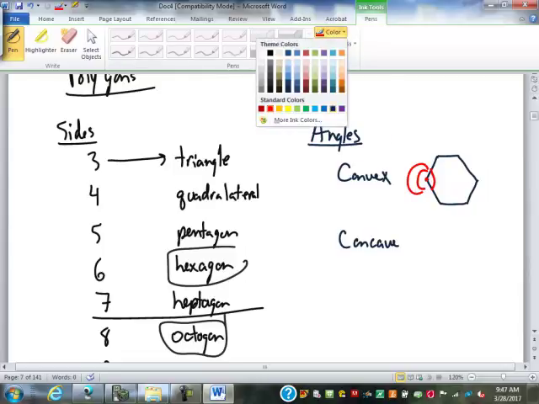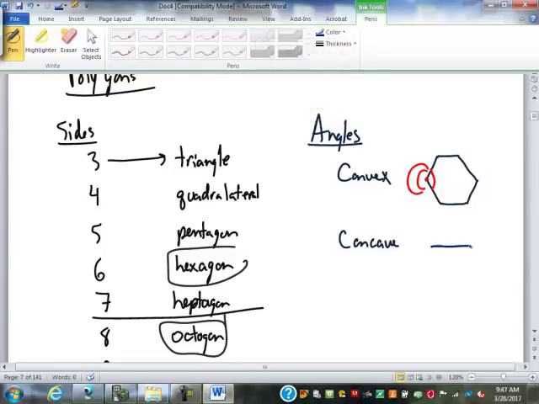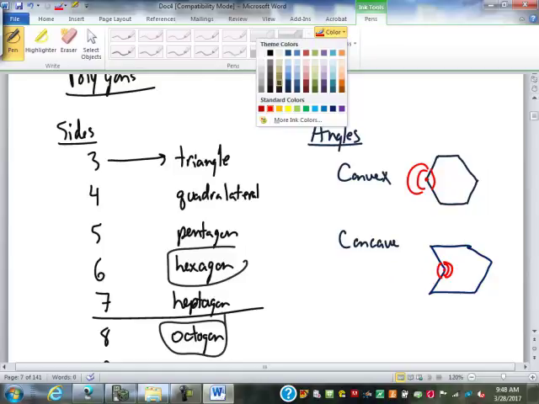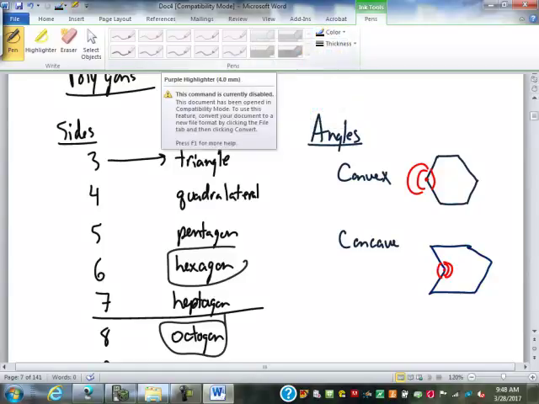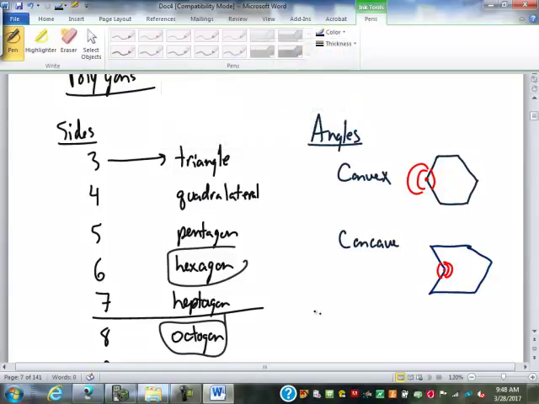A concave polygon might look like this. At least one of the angles is set so the smaller angle, one of the vertices, is set so that the smaller angle is on the outside. For the most part, you're going to be looking at regular polygons in construction.